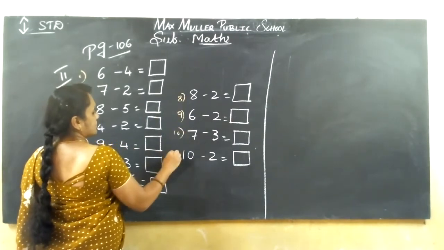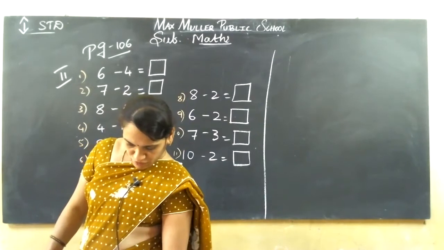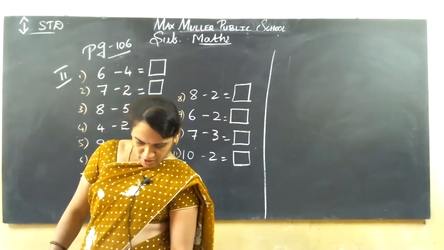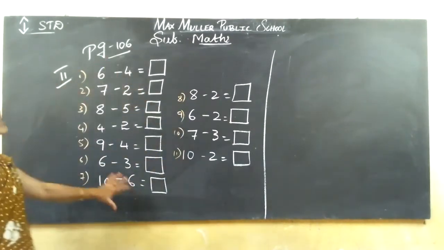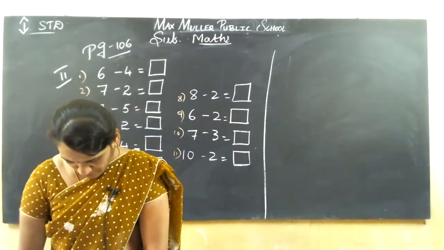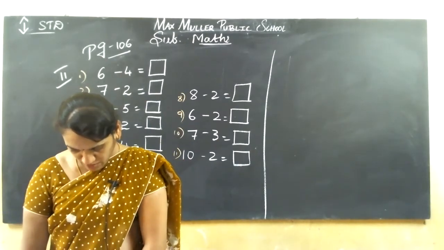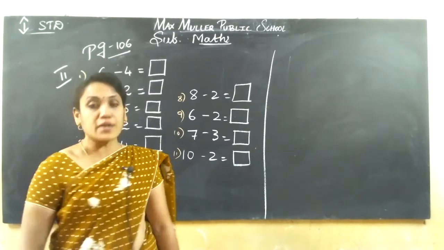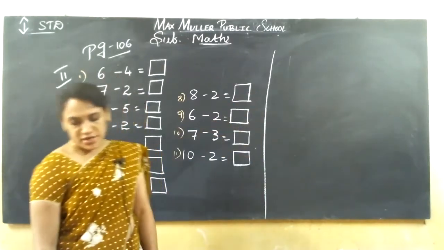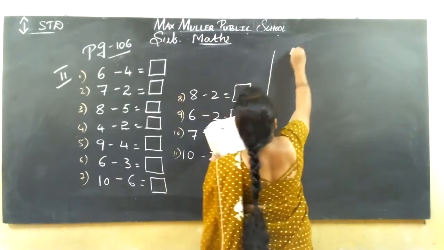So total 11 sums are there. See, count it once if you want. 4, 5, 6, 7, 8, 9, 10, 11 sums are there in the left side box. In the right side box, 5, 10. 10 sums are there in the right side box. Right side box also it is given, see. 10 sums.